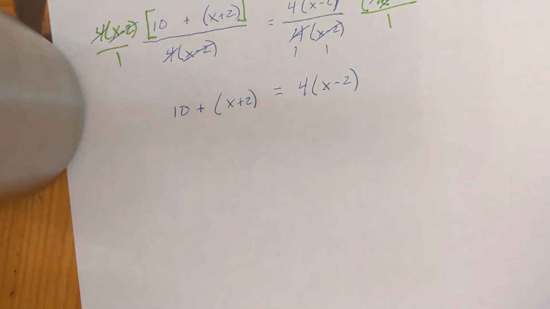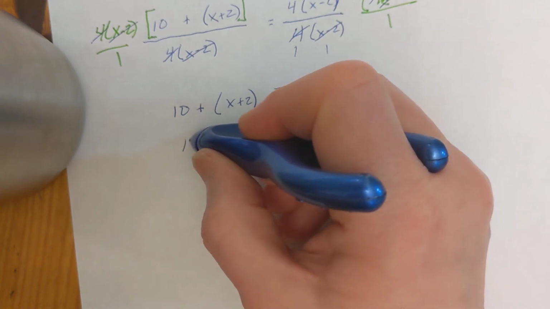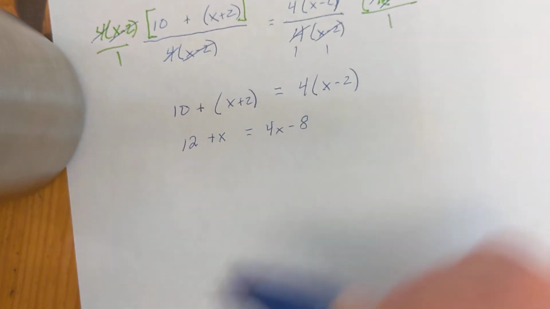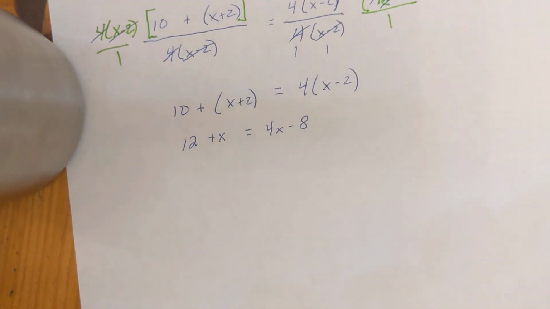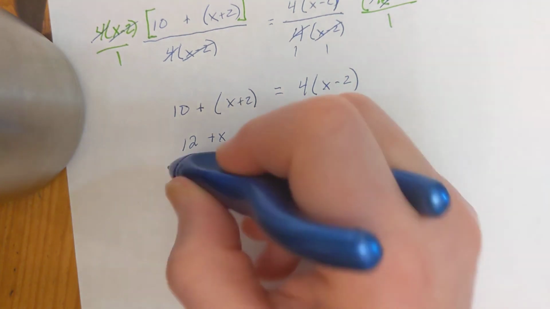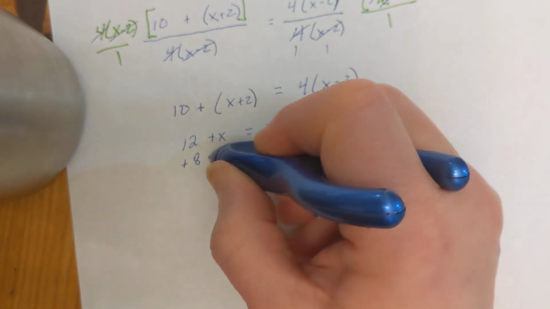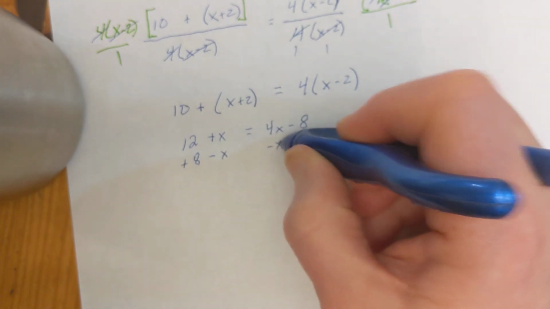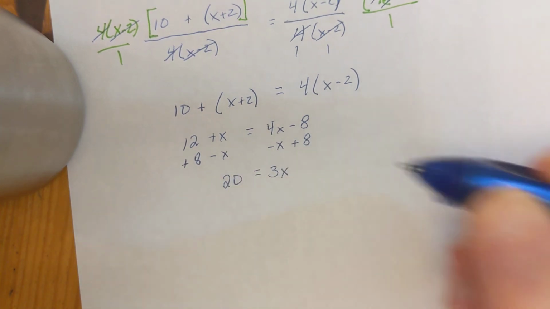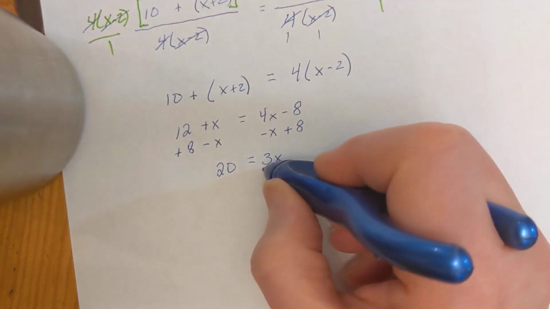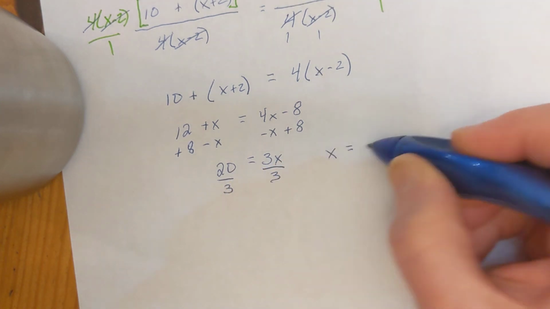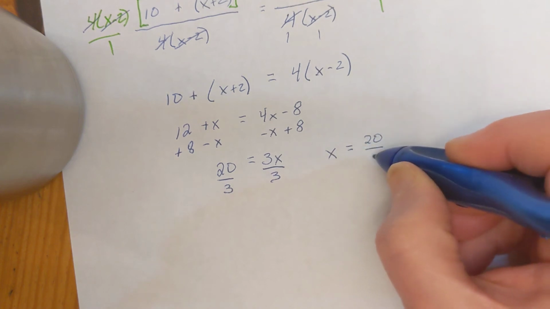Now I'm going to distribute and combine like terms. This will give me 12 plus x equals 4x minus 8. I'm going to move my x's to one side, everything else to the other side. So I'm going to add 8 to both sides, and I'm going to subtract x from both sides. This will give me 20 equals 3x. I divide both sides by 3, and I get x equals 20 over 3.